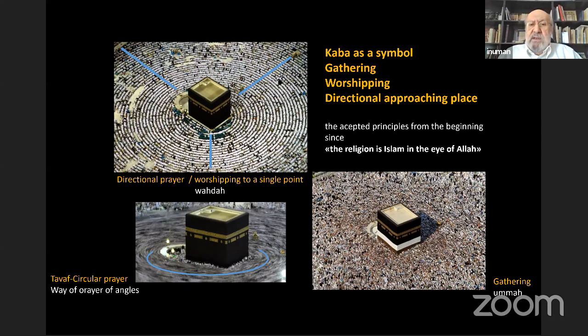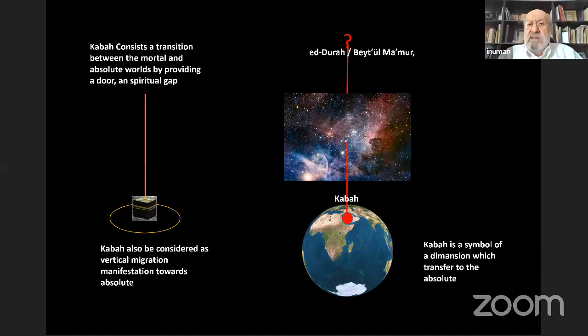So there is a belief that if somebody drops a stone from the Baitul Ma'mur or in Arsh, it will drop to the ceiling of Kaaba, a directional vertical symbolism. So this symbolism, or this vertical symbolism, is a dimension which transfers us from the Kaaba to the Arsh, the transfer to the absolute, to the only and one, a vertical symbolism.